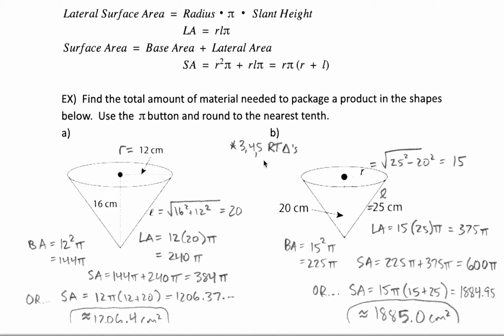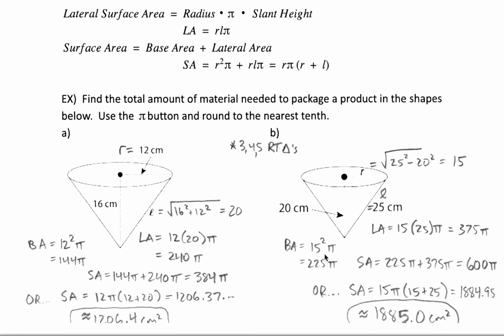And actually this is another 3, 4, 5 special right triangle, except it's just been multiplied by 5, a scale of 5. So you got 3 times 5 is 15, 4 times 5 is 20, and then 5 times 5 is 25. Although Pythagorean theorem just proved that for us anyways. Now that we know the radius and the slant height, we can find our surface areas. We take the lateral area, our radius times our slant height times pi, and get 375 pi. Let's find the base area of the circle, radius squared times pi, so 225 pi.